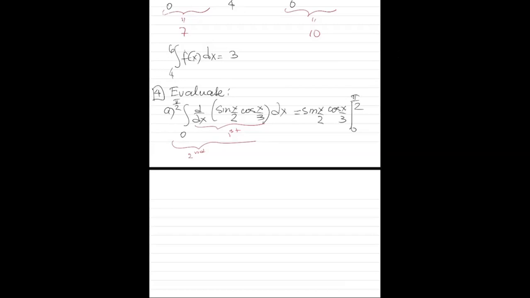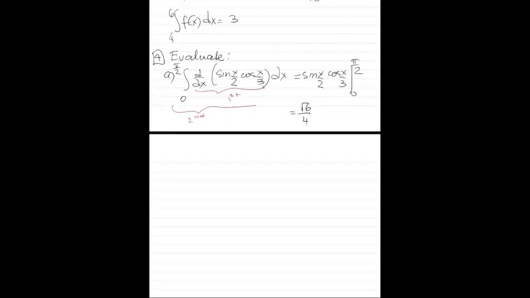And if you evaluate this, I'm just going to write the answer, root 6 over 4. You can easily do that at upper bound first and then lower bound. Part B is very similar, but we're going to reverse the order now.